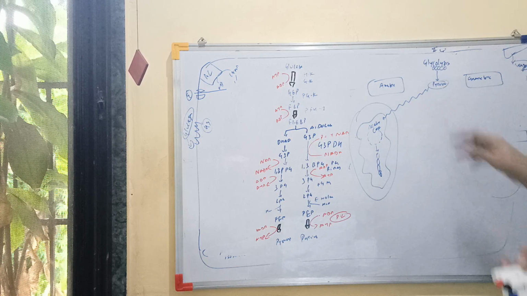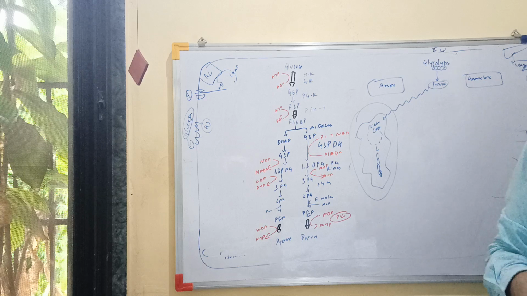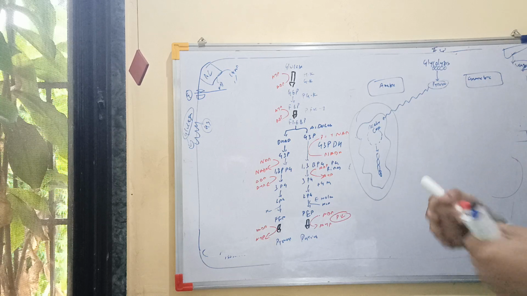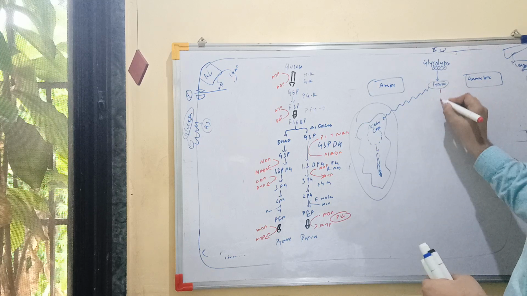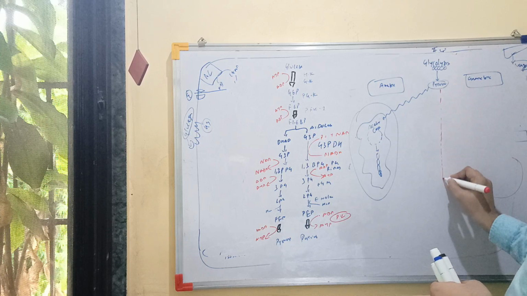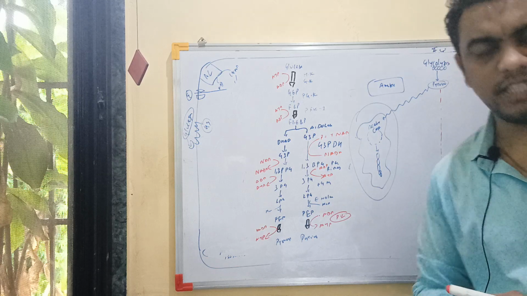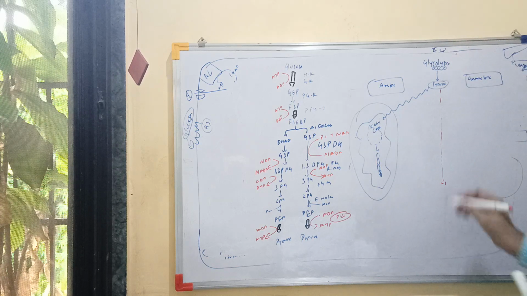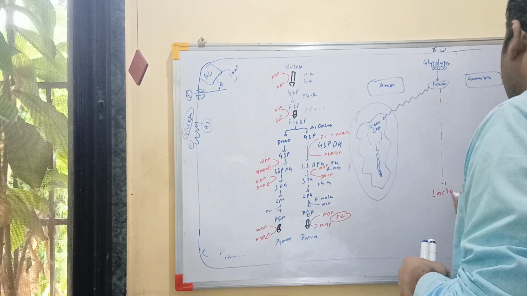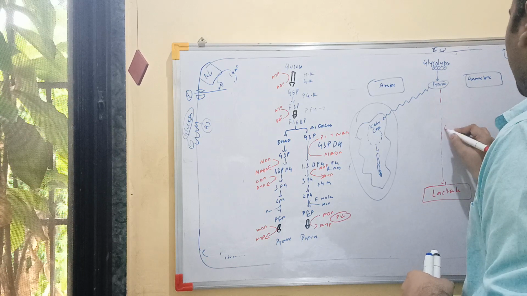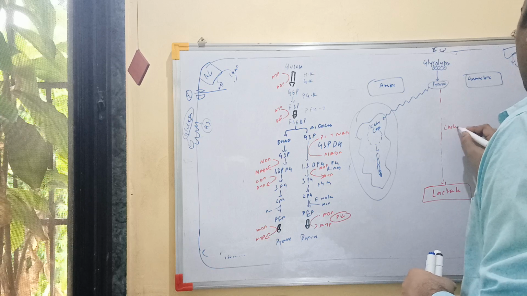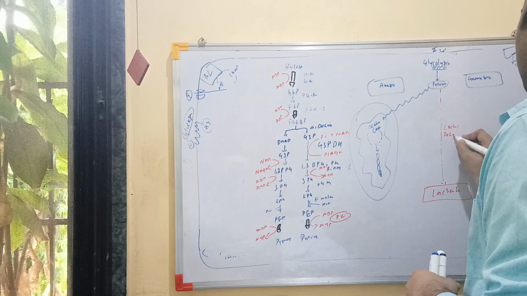Pyruvate has some more fates. For example, as we have talked about, in RBC, or in the cells which do not have mitochondria or oxygen, this pyruvate can be converted into lactate, and the enzyme here is lactate dehydrogenase.